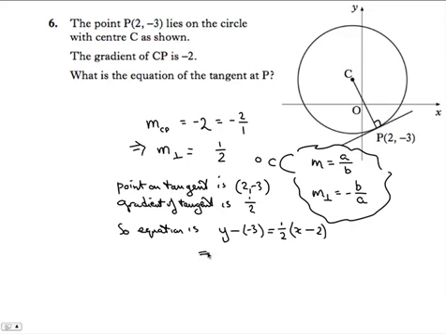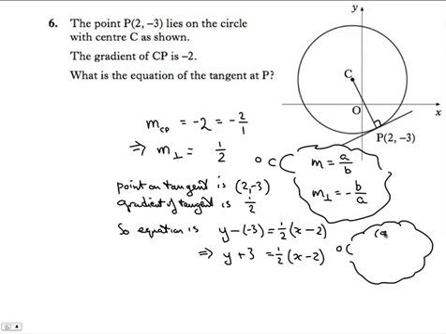Okay, so that gives us y plus 3 equals a half times (x minus 2). Now remember, this was coming from two facts. If we knew the point on the line was (a, b) and we knew its gradient was m, then the equation is y minus b equals m times (x minus a). So y minus b, y minus minus 3 is y plus 3, equals m, which is a half, times x minus a, that's the 2, x minus 2.